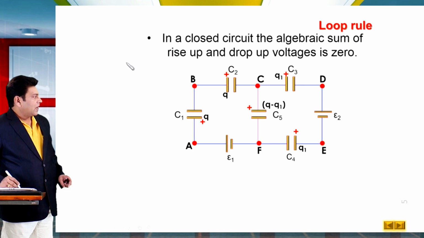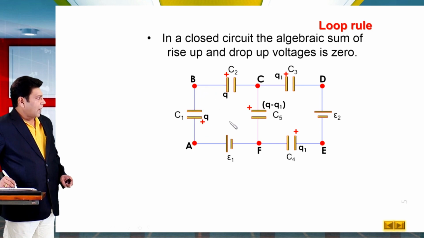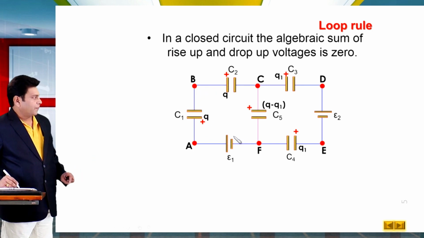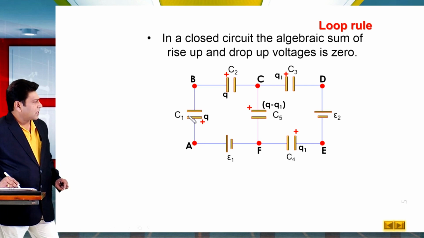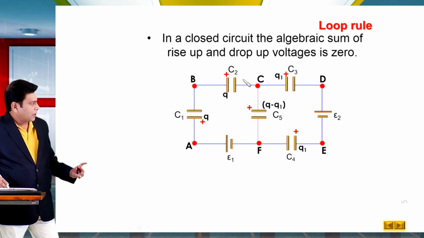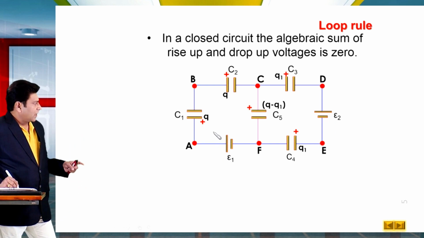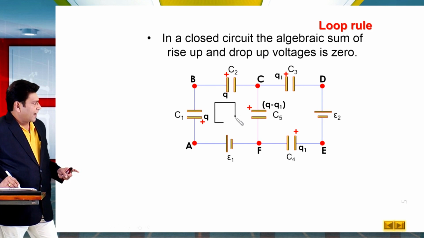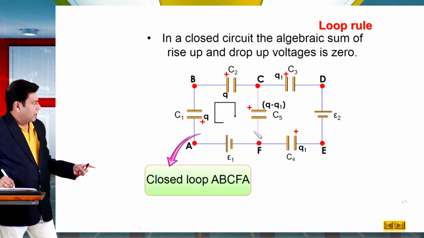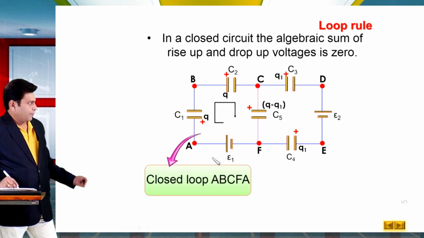You can observe this is a circuit with capacitors and batteries, and this is forming a closed loop, this is also forming a closed loop, and if we move along the outer path, this path is also forming a closed loop. If we move in this closed loop in a clockwise direction, starting from A, we can write this closed loop as A, B, C, F and finally A.